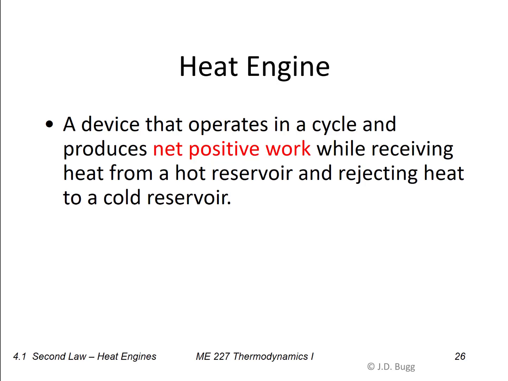First of all, this machine has to operate in a cycle. And remember, that's because we need to continuously convert heat into work. It produces net positive work. That means that the work that it does on its surroundings needs to be bigger than the work that the surroundings do on it, so that the net work, the work over the entire cycle, is positive. And then this definition also shows that there has to be two reservoirs. So it's receiving heat from a hot reservoir and rejecting heat to a cold reservoir.